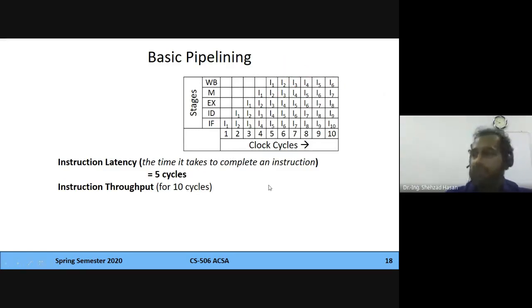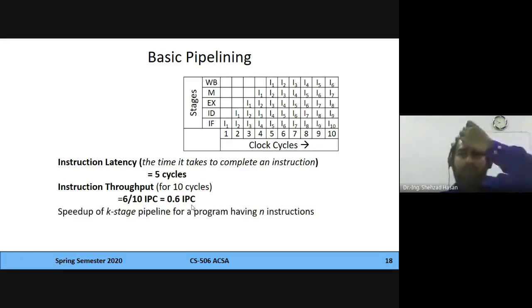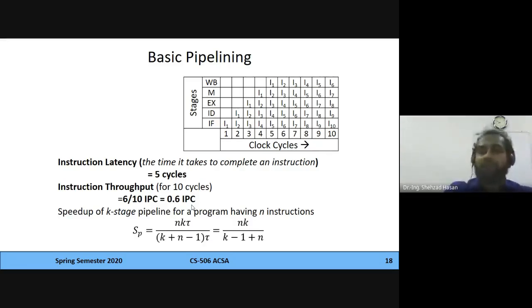If you're talking about 10 cycles, you're going to see that 6 instructions are completed, and your instructions per cycle are 0.6. So you want to find out the speedup. We have discussed the speedup in the very first class. Speedup in this case is again from the same formula. If you're comparing it with a non-pipeline procedure, then one instruction was taking 5 cycles, right? So this means if you have n instructions, they are going to take n into k into tau, where k is 5 over here, and tau is the cycle time, right?